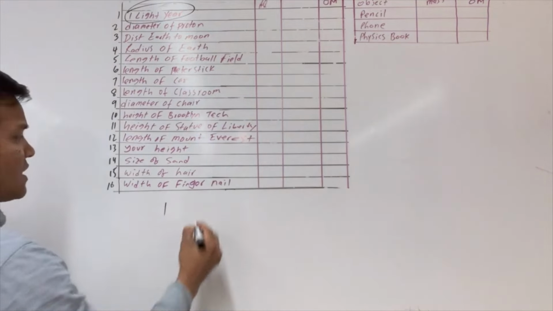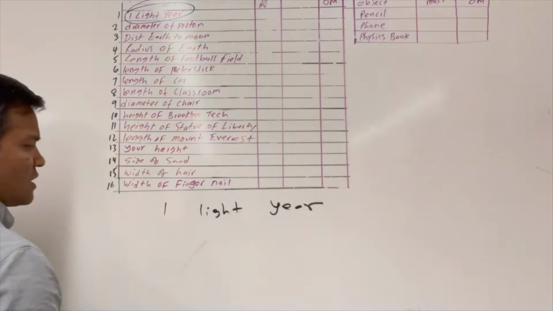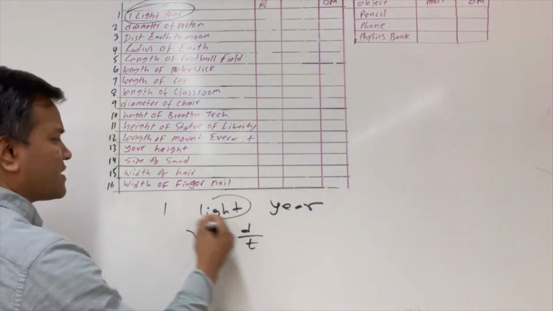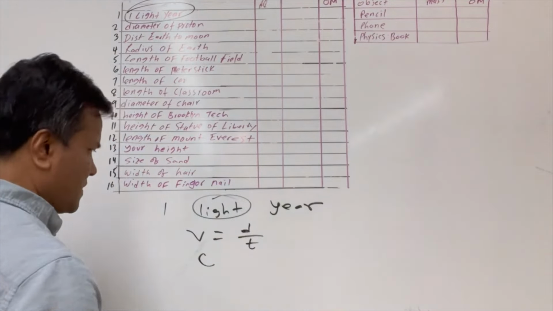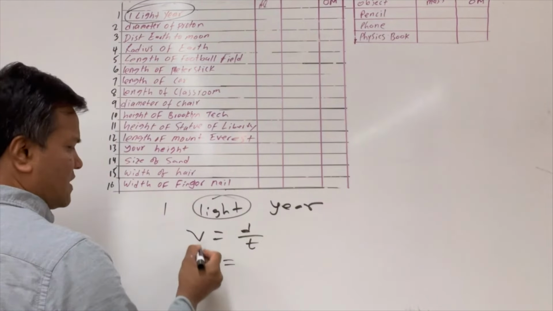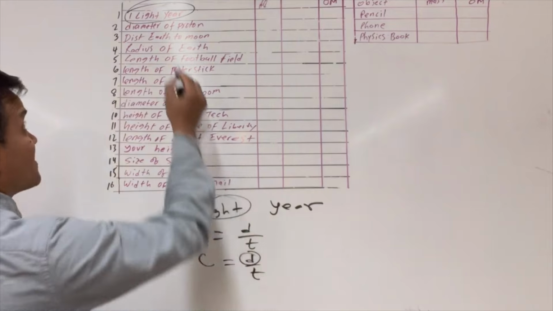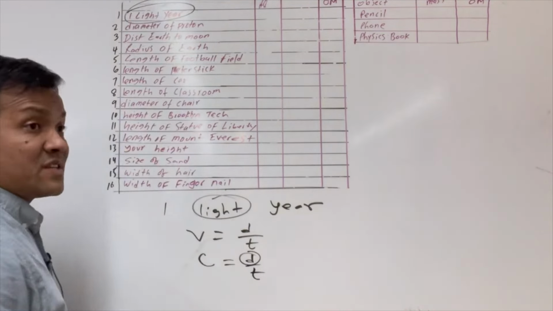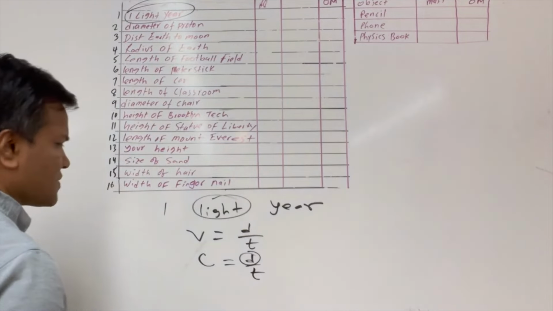1 light year. What do we know about velocity? Velocity is distance over time. When we talk about light, there is a special notation called c, c for speed of light. So instead of velocity, you're going to call it c. c is d over t. You want to find the distance, the 1 light year, the length or distance light travels in 1 year.